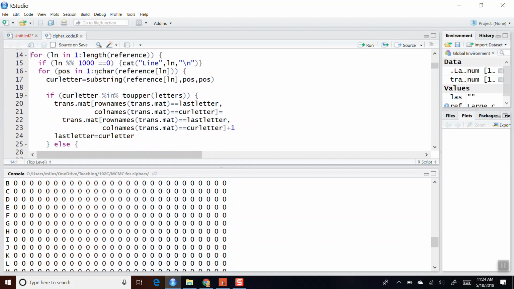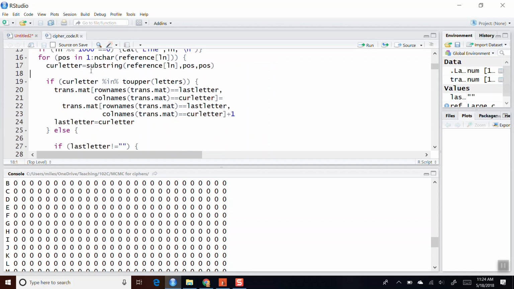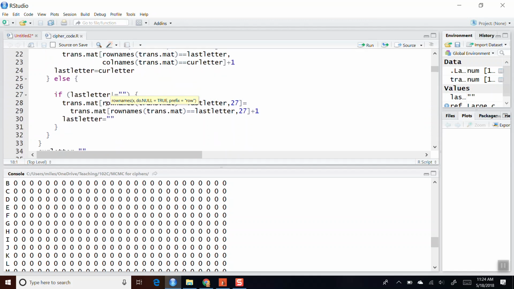It says, for each line, look at the number of characters in that line, and then your current letter is going to be, so it starts off with last letter being space, and it says your current letter is going to be the letter in this position. Then in the transition matrix, find the row with the last letter, and find the column with the current letter, and just add 1 to whatever value you have there. And then assign the current letter to the last letter, and then loop around, find the next letter, and keep adding 1 to each cell.